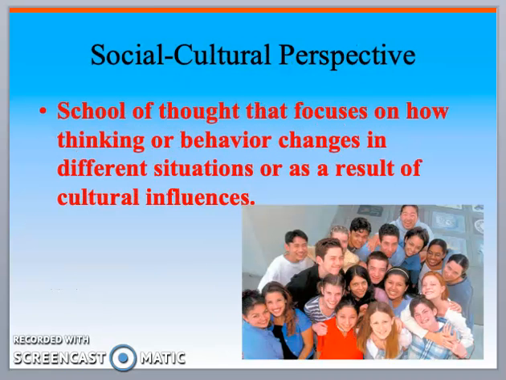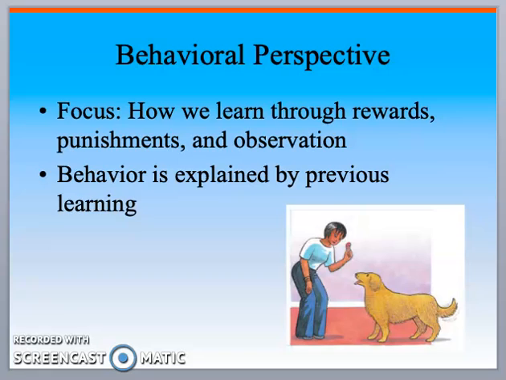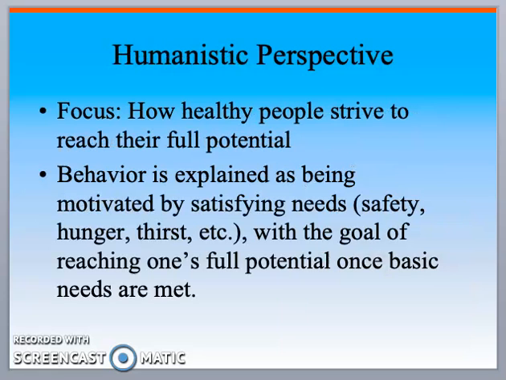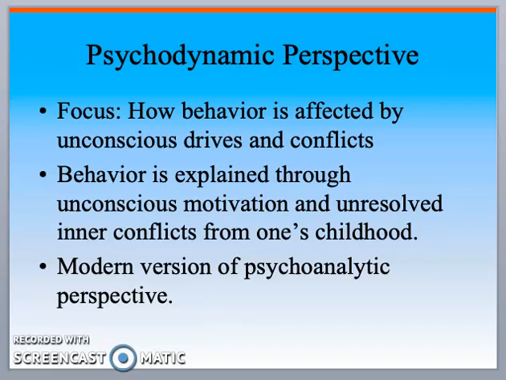Biological perspective is how we underlie behavior, thoughts, and emotion, how our brain chemistry helps to enact that. Sociocultural perspective is how our behavior changes in different situations and how we deal with this in a culture, how we behave in certain ways around certain people. Behavioral perspective is based solely on behavior, how we act through our thoughts, our rewards, and our punishments and observation. Humanistic is how healthy people try to reach our fullest potential, what we have to do to bring healthiness to our lives, satisfying needs to reach a goal and potential. Psychodynamic is how behavior is affected by unconscious drives and conflicts, how our behavior is explained through unconscious motivation, and how we adapt to a modern world.